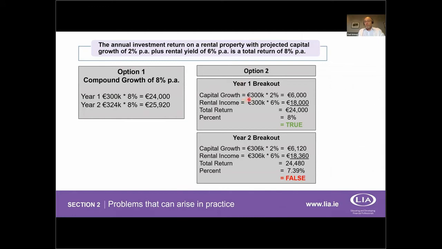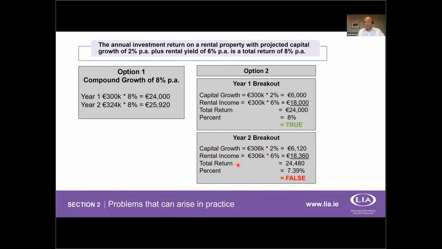Okay, so if we actually break it down in terms of what's happening at a lower level, my year one breakout, 300,000, capital growth is 2% on that, which is 6,000, and my rental income, which is based on the 300,000 valuation, which is a 6% yield, gives me a rental income of 18,000, which gives me a total return combining the rent and the capital growth of 24,000, which expressed as a percentage of the original 300,000 investment is 8%. So year one, it's true to say that 8% works. It goes wrong from year two, and increasingly wrong each year thereafter.